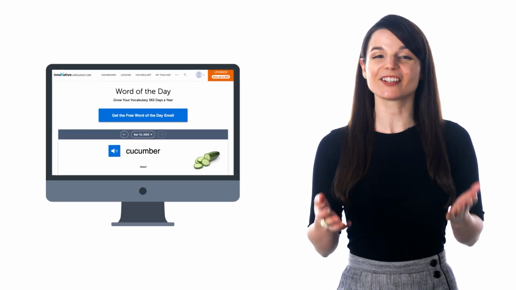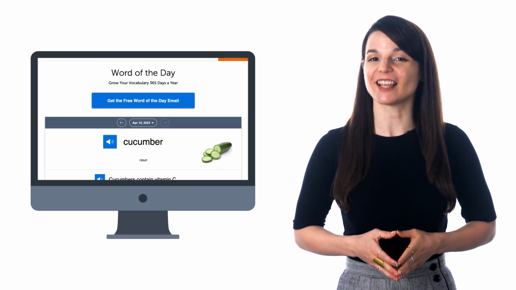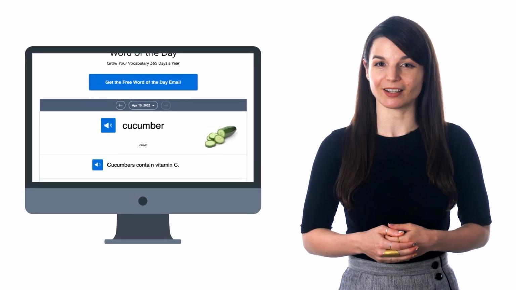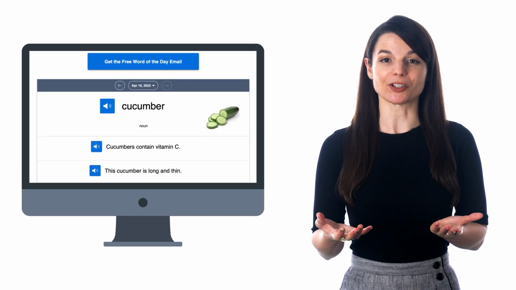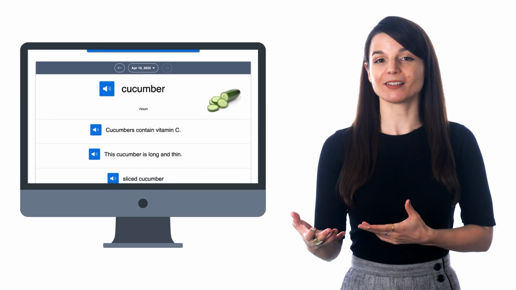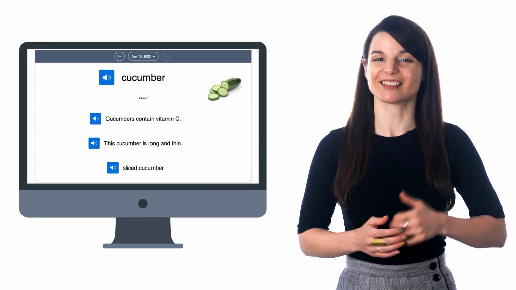The Word of the Day is a free service that sends you new words every day and improves your vocabulary. And you can easily spend a minute or two reading through the word, the examples, listening to the pronunciation, and saying it out loud. These are just a few ways you can start learning a language, even if you're low on time.